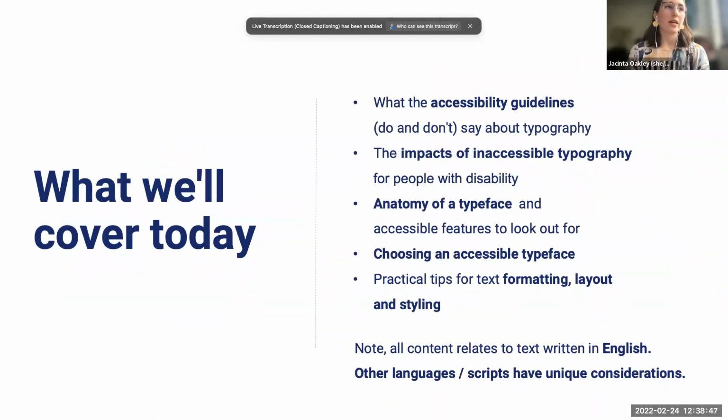Okay, so just to give a really brief overview of what we're hoping to cover in today's webinar. Firstly, we'll touch on some of the accessibility guidelines, so what they are and what they do and don't say about typography. We'll look at the impacts of inaccessible design for people with disability in more detail. We'll look at the anatomy of a typeface and some features to look out for, how we might go about choosing an accessible typeface, and practical tips for formatting, layout, and styling. Just want to also note that all this context relates to text that's written in English. So there might be specific typographic considerations for other languages and scripts. Just something to keep in mind.